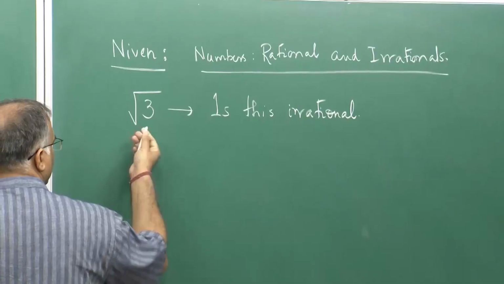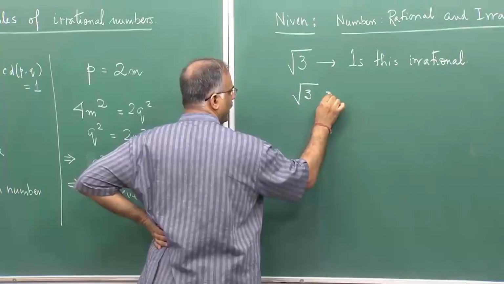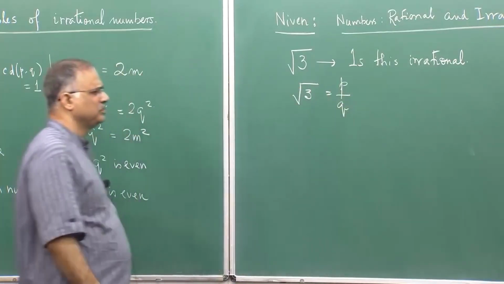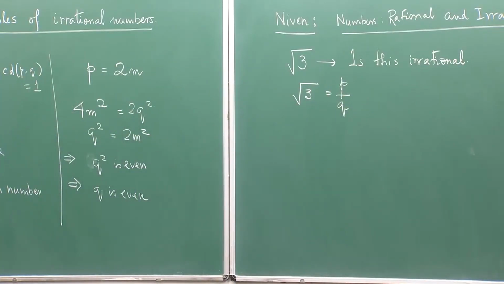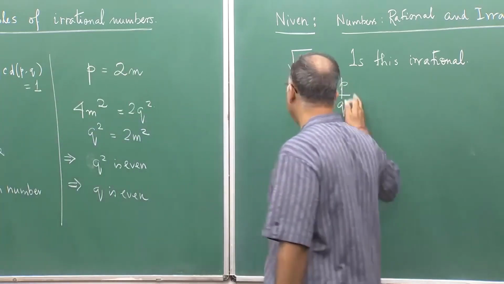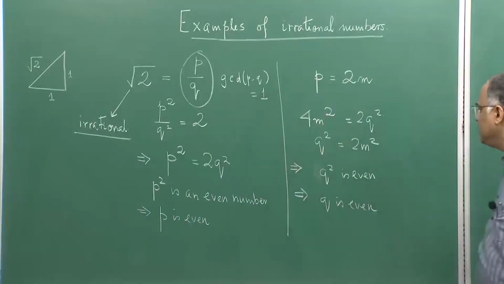Now, let me again try in the same way. So, I again assume that root 3 is equal to P by Q. The notes will be uploaded and then you can see it in detail, so I am not writing every word the way I have written in the notes. So, what does it mean? I am expressing this again, P by Q must be in the reduced form, that is you will always assume that the GCD, the greatest common divisor between P and Q, is 1.